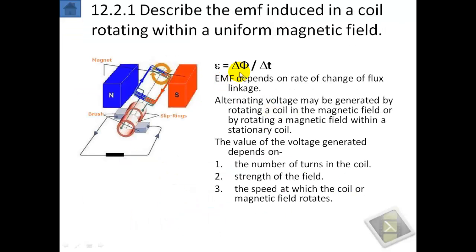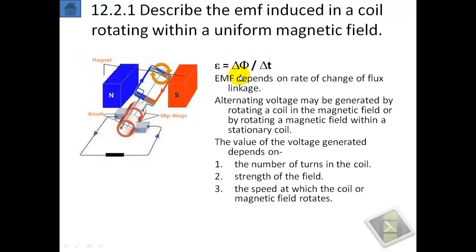Okay, so what does this EMF depend on? We know it depends on N. It depends on the rate of flux linkage, the rate of change of flux. So it depends on the number of turns of the coil, which is not actually in this equation. For every link, you're going to get another amount of EMF. The strength of the magnetic field, because the flux is equal to BA. So if you have a larger B, you get a larger flux. The speed at which the coil or magnetic field rotates. The speed means how quickly it rotates.